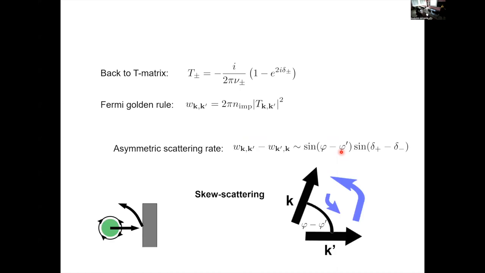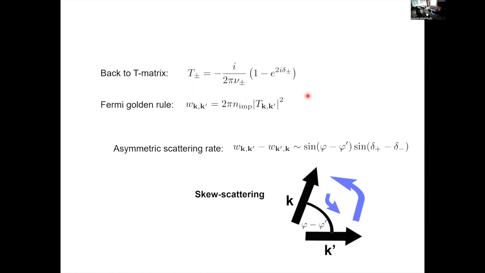Okay, then I'm using these phases and I'm computing the T matrix. The T matrix is what we need to compute the transition probability between states k and k prime. So if I know the T matrix between two values of the momentum, I know the transition probability between two states, just using Fermi's golden rule. The transition probability for particles to scatter from state k to state k prime is proportional to the number of impurities times the T matrix for a given impurity. And the T matrix for a given impurity will be the probability for spinors with projection plus and projection minus to scatter, and it will be controlled by the scattering phases delta plus and delta minus.